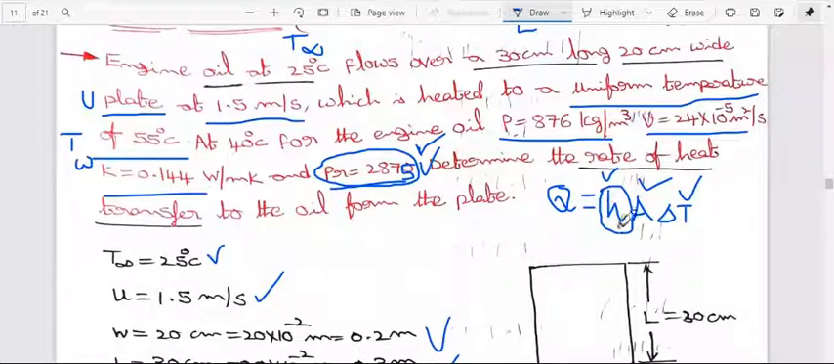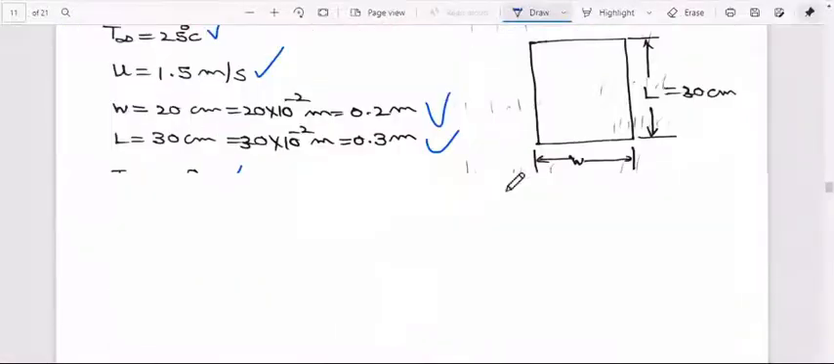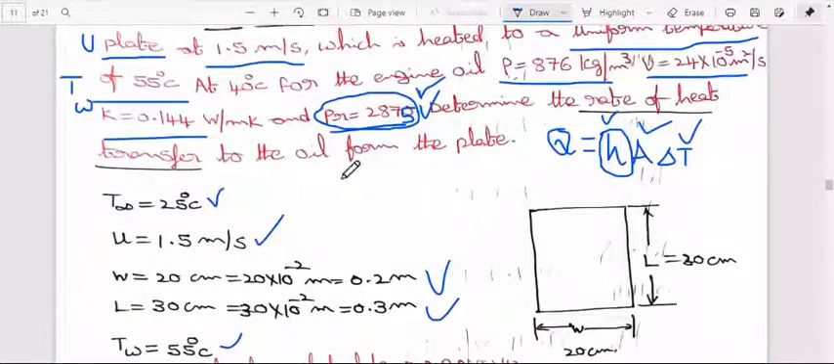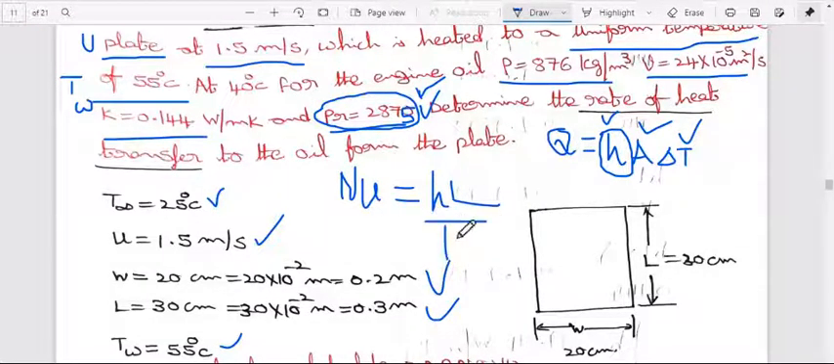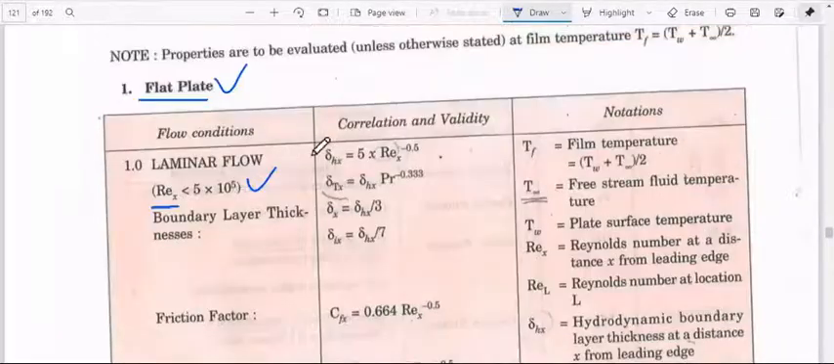So Q is equal to H value. We need to know the H value. How to calculate the H value? The Nusselt number Nu is equal to HL by K. K is the thermal conductivity, L is the length of the flat plate, H is the unknown parameter and Nu is the known parameter. So now we need to calculate the Nu value. How many Nu formulas are there?